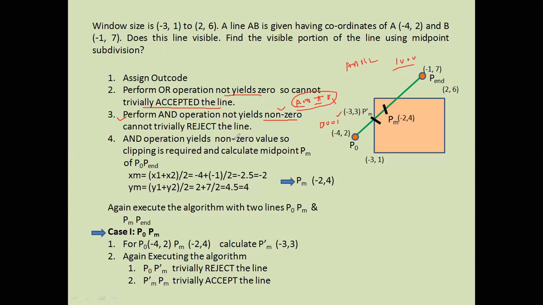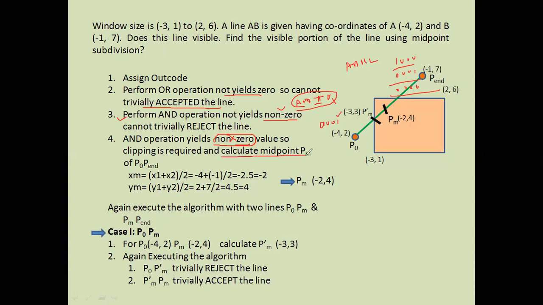Sorry, the AND operation yields the 0 value here. It is wrong before. Okay, so the AND operation yields the 0 value here, so clipping is required. You can perform the AND operation on 0 0 0 1 and 1 0 0 0, so it will lead to 0 0 0 0. So it is yielding the 0 value. So simply, clipping is required.